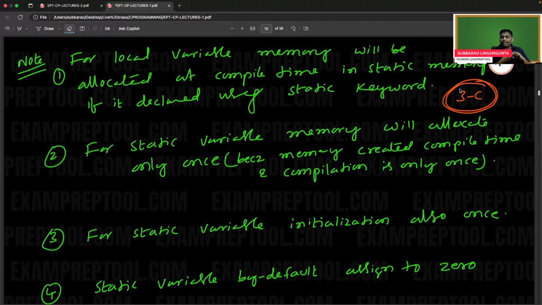Next one, a static variable is by default assigned 0. Suppose you didn't keep anything, by default a static variable is 0. By default a global variable is also 0. Remember, a static local variable is different, a global variable is different. You will see the clear difference in the further problems.